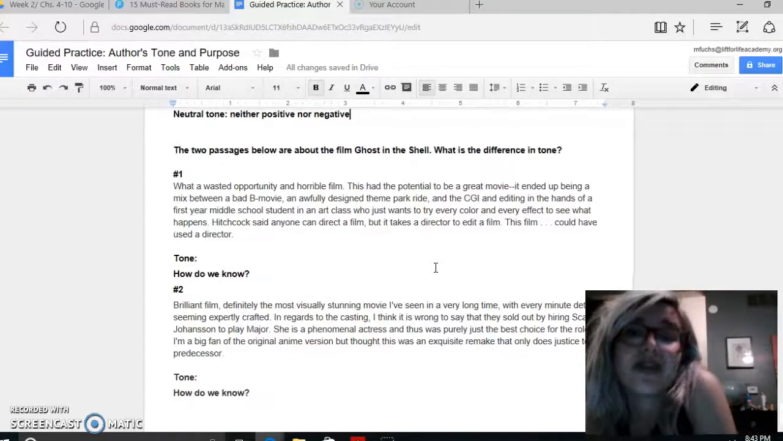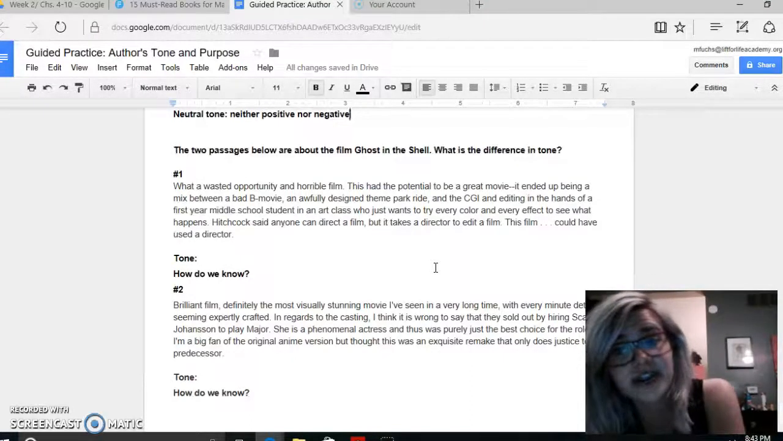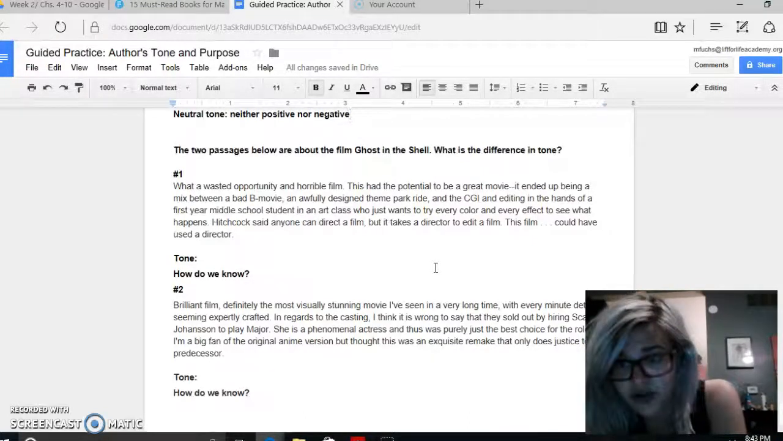Hitchcock said anyone can direct a film, but it takes an editor to edit a film. This film could have used a director.